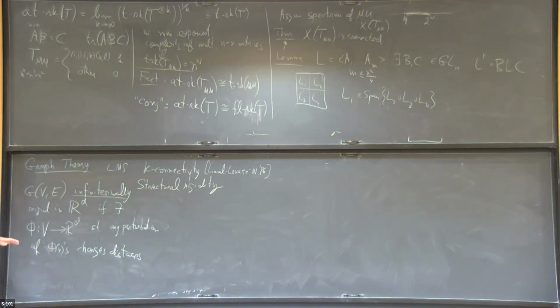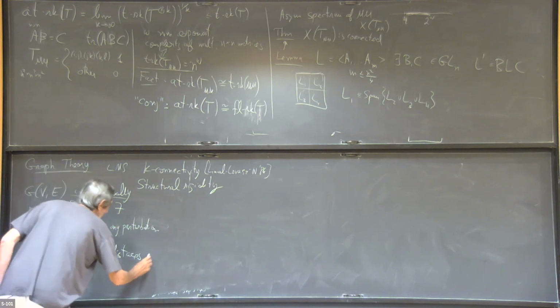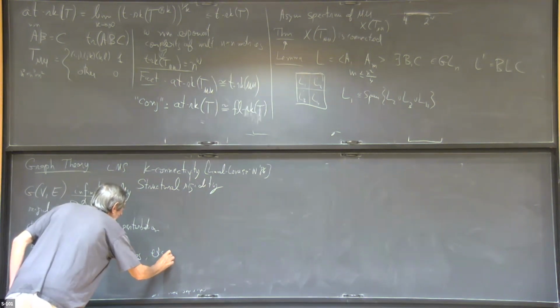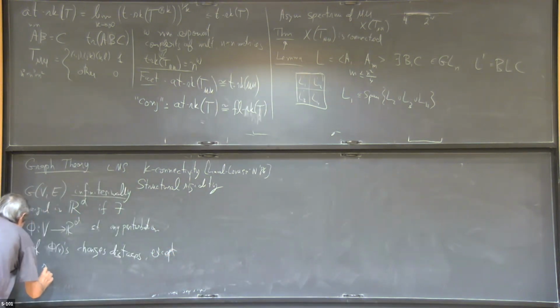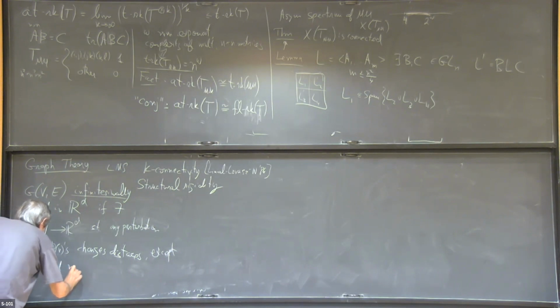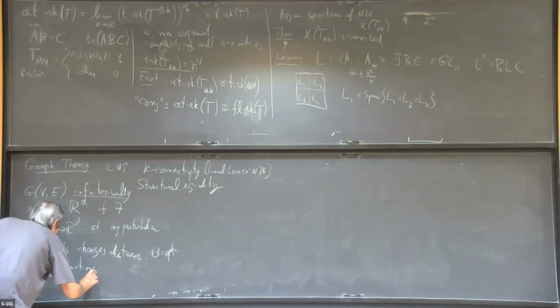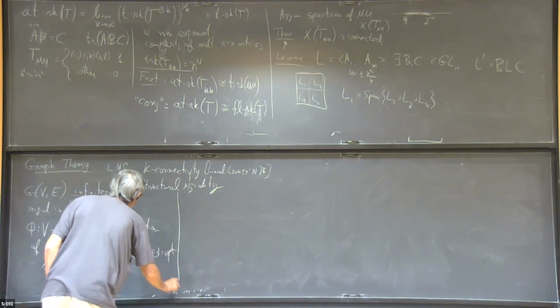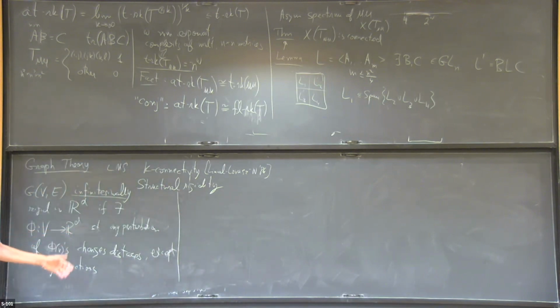But of course, this cannot be true because of rigid motions. You can just move any configuration of points in space rigidly by translation or by rotation, and all the distances between them will be preserved. So you say except rigid motions. It depends what the dimension is, and things change with the dimension.